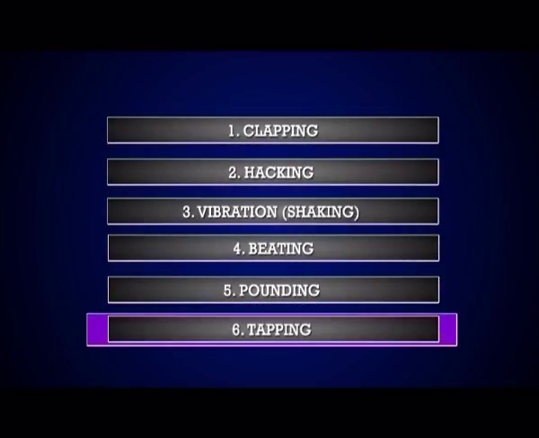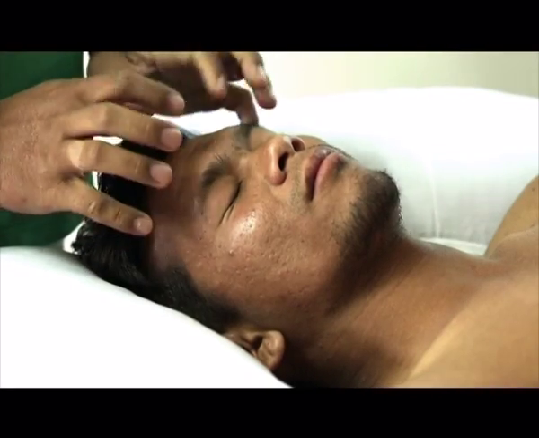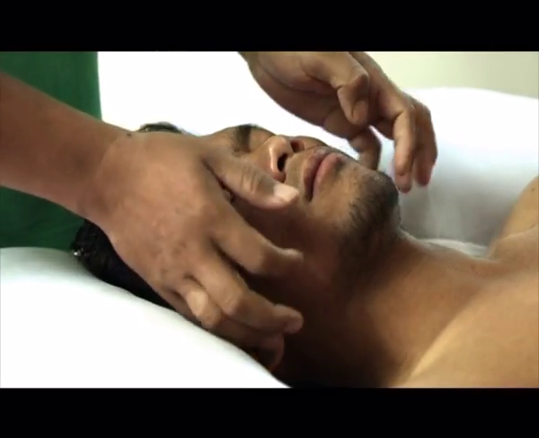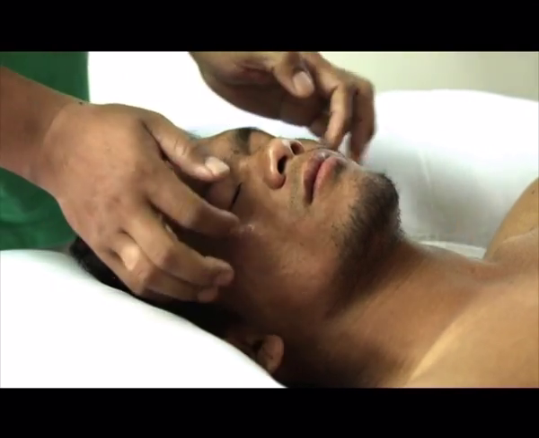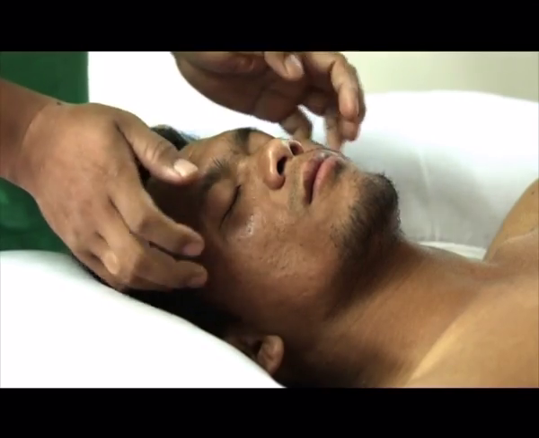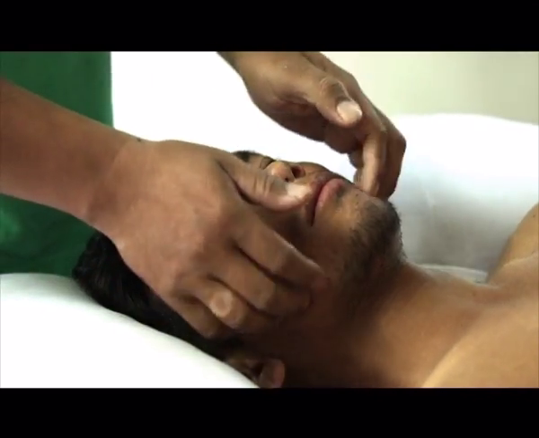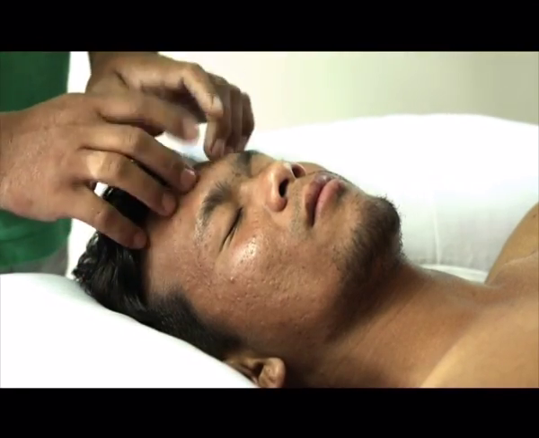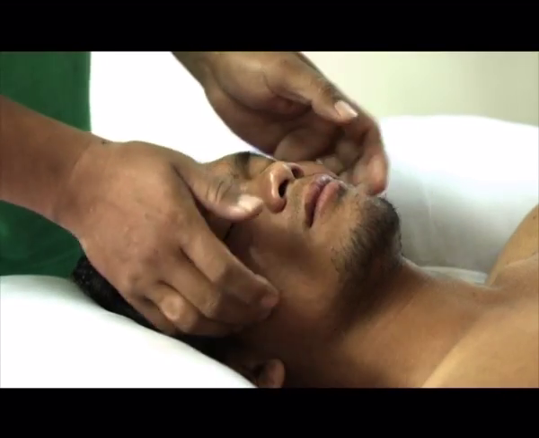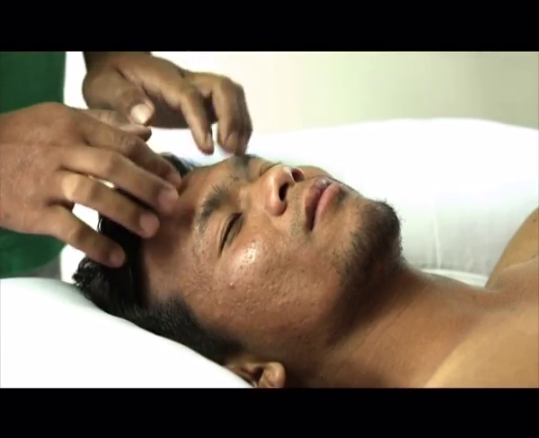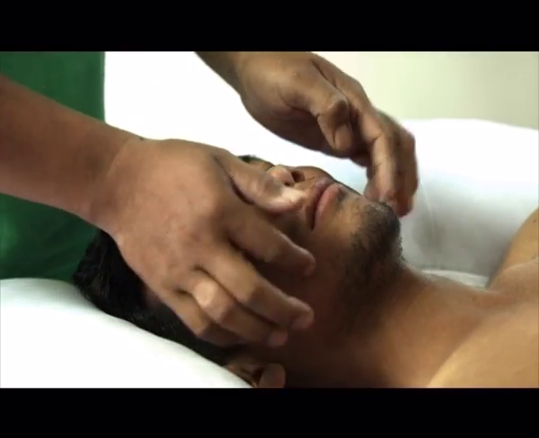Number 6, tapping. Tapping is performed with the tip of the finger pad and is used on very small areas such as the face. The hand is relaxed over the area to be treated, and the fingers tap at a depth to produce a slightly hollow sound. The index finger and the ring finger may be used together or in any smaller number, or the fingers may be used in sequence.